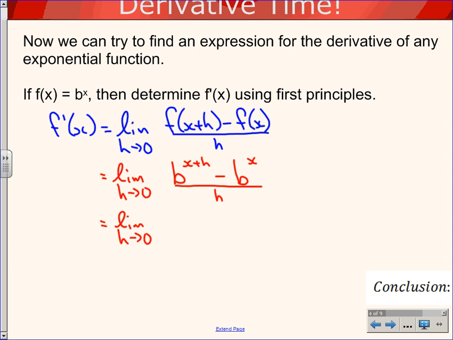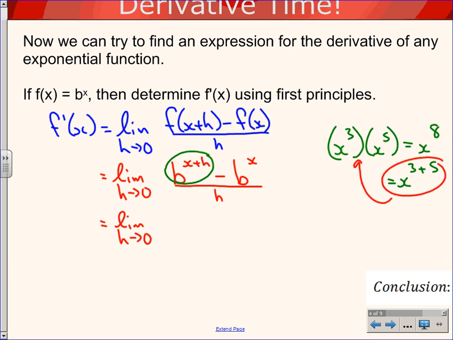And we can do that by taking advantage of some exponent rules that we know. Let me remind you of something. If we have x to the 3 times x to the 5, we're used to simplifying that and writing it as x to the 8. But technically that's x to the 3 plus 5. So what we have here is similar. I have b to the x plus h. So I'm going to go backwards, from this part to this part, which is weird. That's not the way we usually handle exponents. We like to simplify things, put them into one. Now I'm going to split it up.